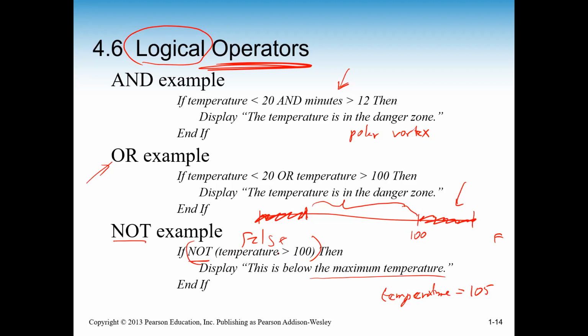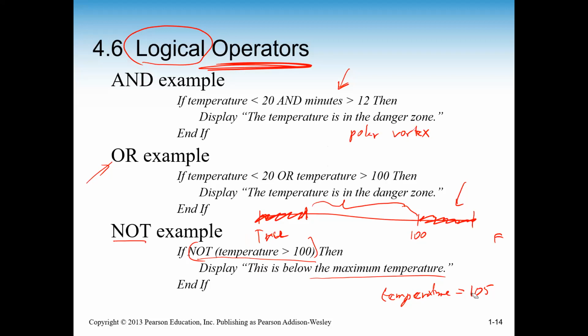Right? So you just think of it as the opposite of it. So if it's not that, and I should say this is really the Boolean condition that you're thinking about. You're just saying temperature 105, if not temperature greater than 100.